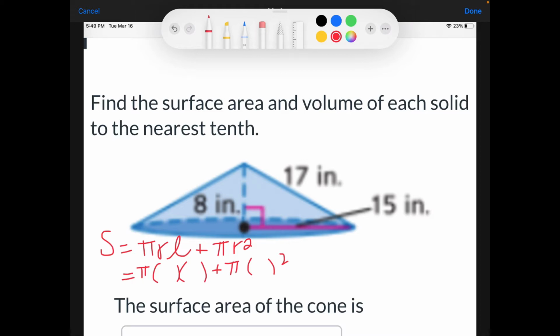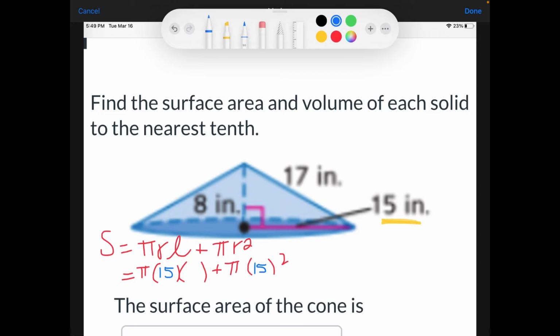So do we know the radius of this? The base of this cone is a circle. So do we know the radius? And if you said yes, you are correct. It's 15 inches. All right, so we're going to put 15 for the R. Anywhere else we need an R? Yep. You got it. There it goes.